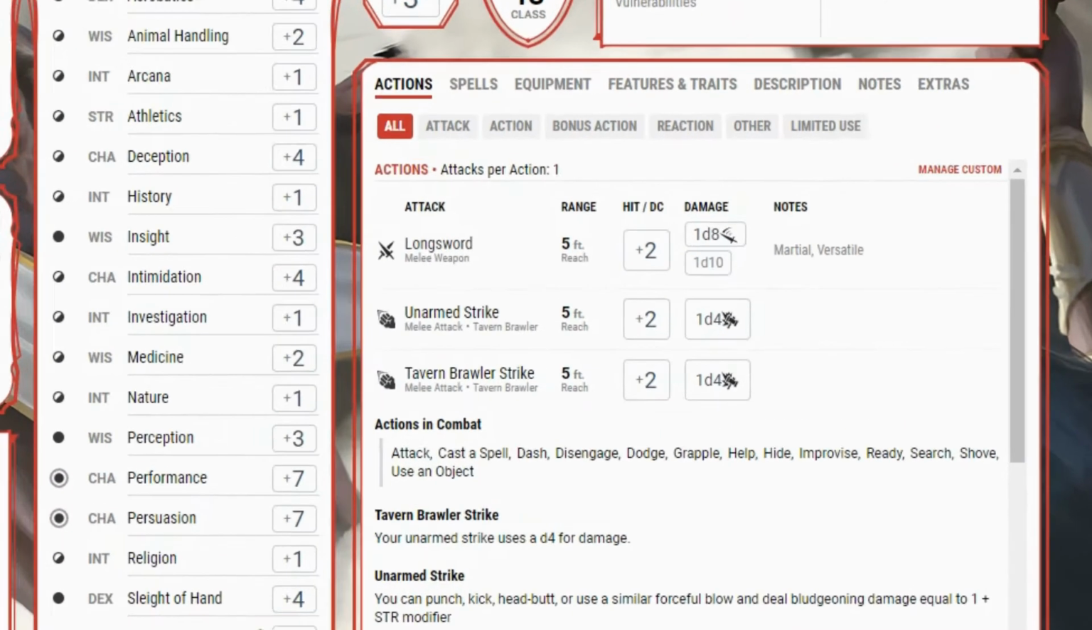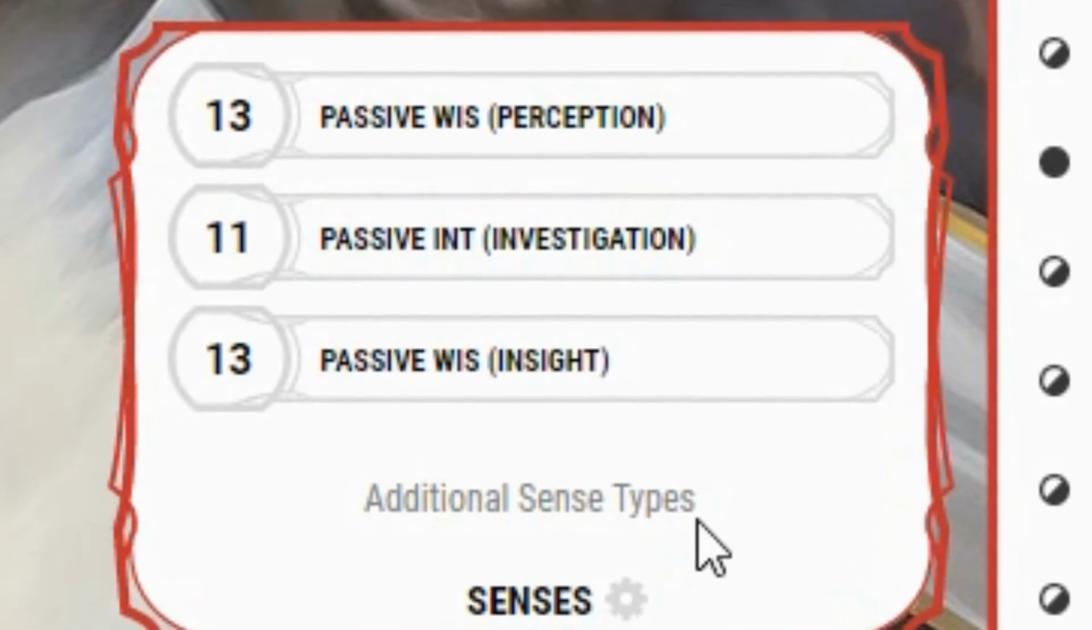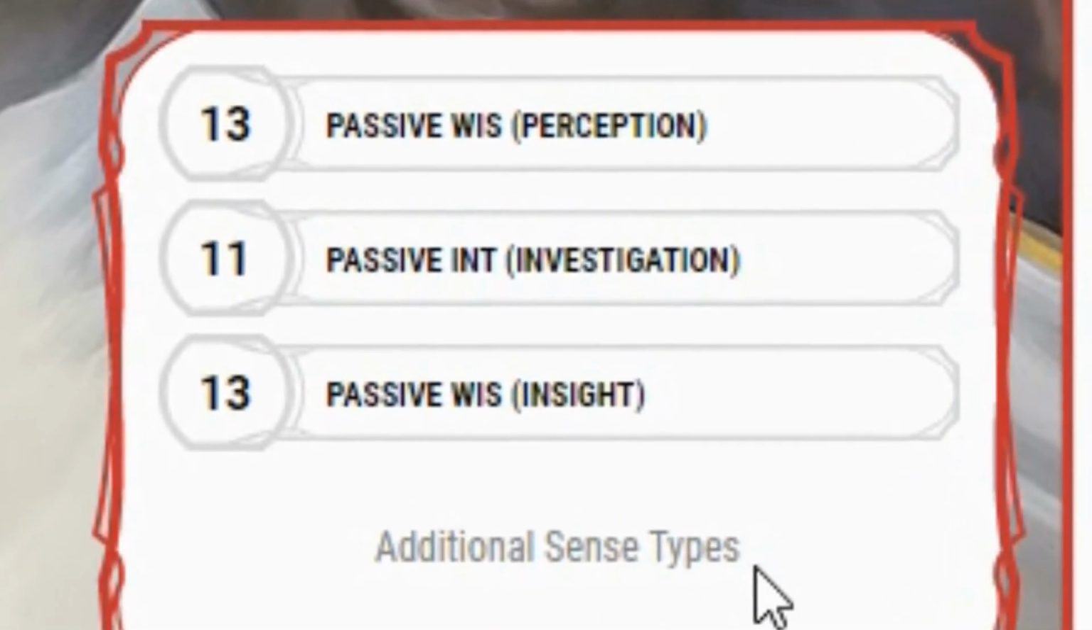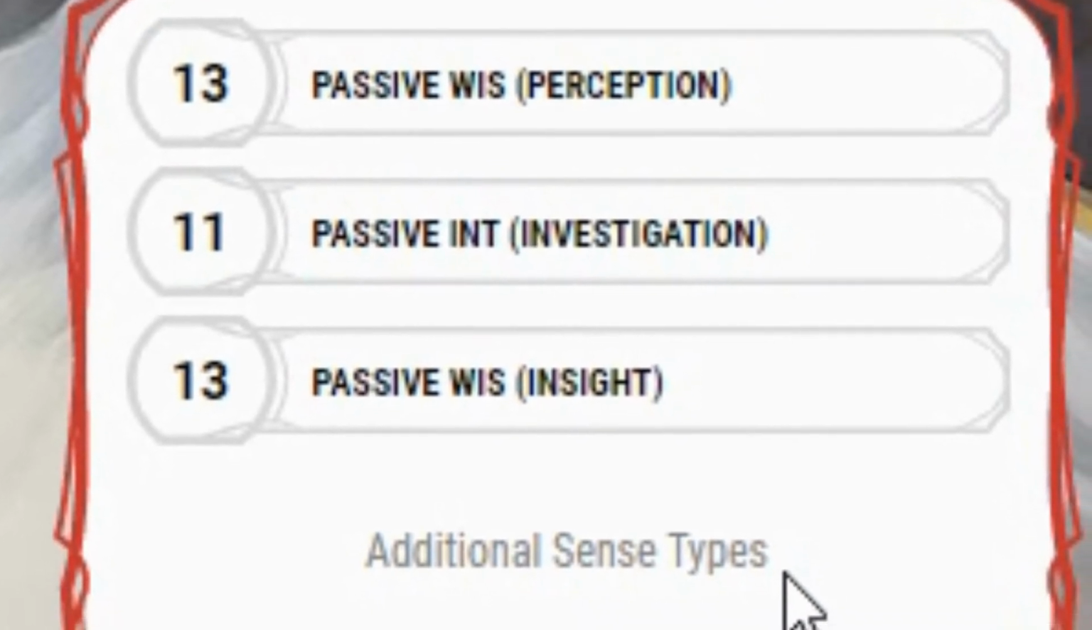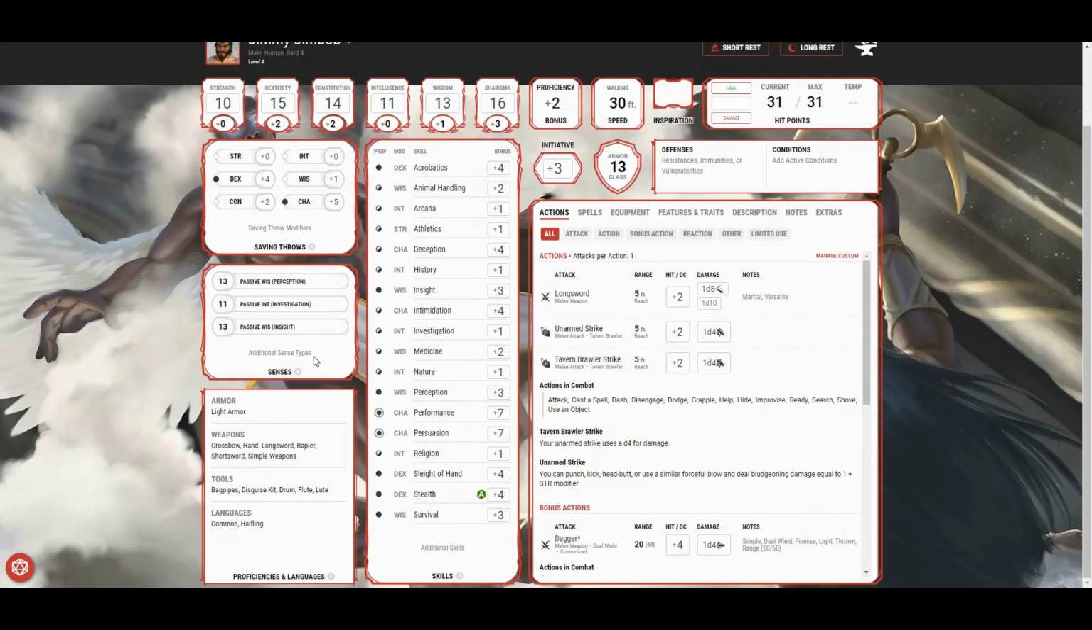Below this is a box for your senses. These are passive things that exist. So you have passive wisdom perception, passive intelligence investigation, passive wisdom insight. Passive perception is your character's innate ability just to perceive the surroundings. So you walk into a room, and if your stat is high enough, you might be able to just automatically see a little pickpocket sneaking their hands into someone's bag. Whereas if your passive perception is low, you wouldn't notice that information unless you made an active perception roll that was high enough.